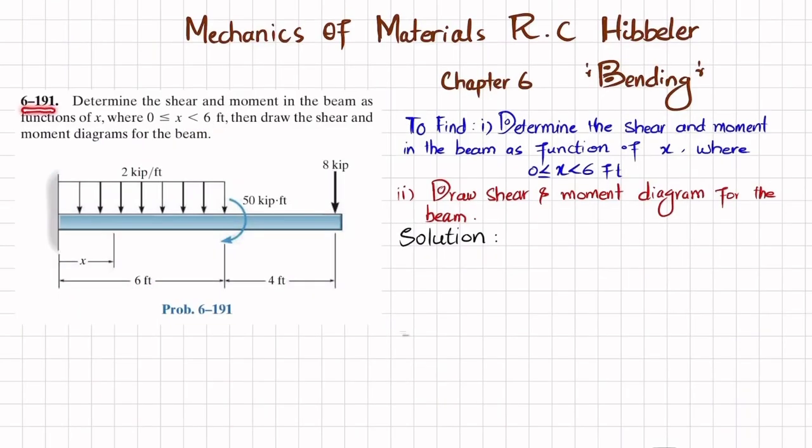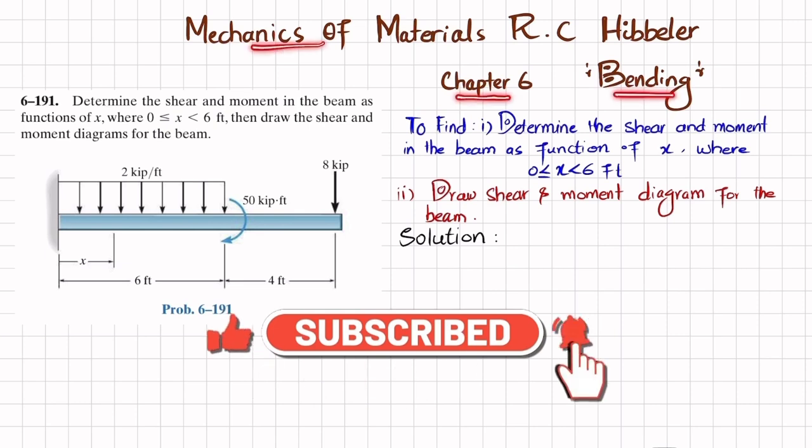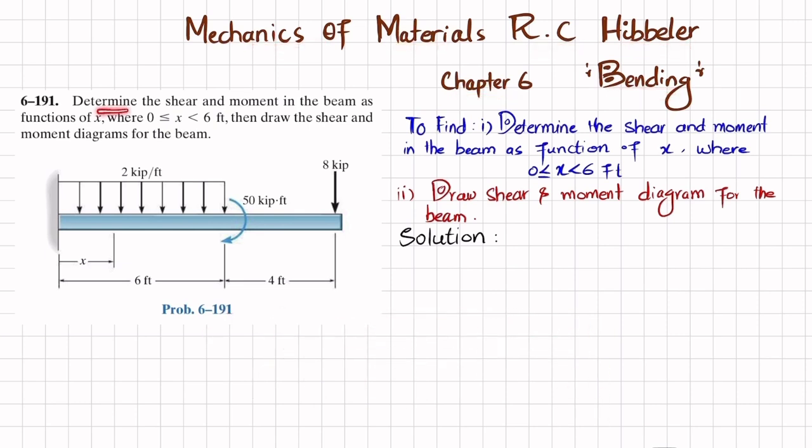Welcome back. Problem 6-191. This problem is taken from chapter number 6, that is bending, and the book is Mechanics of Materials by R.C. Hibbeler. The statement is: determine the shear and moment in the beam as a function of x, where x is greater than 0 and less than 6 feet. Draw the shear and moment diagram for the beam.